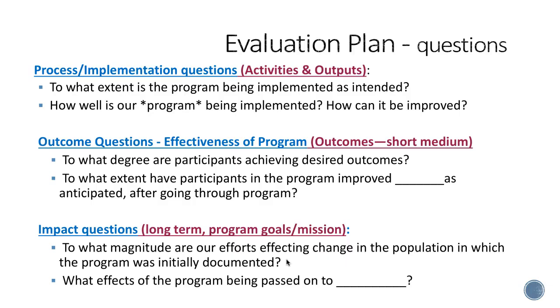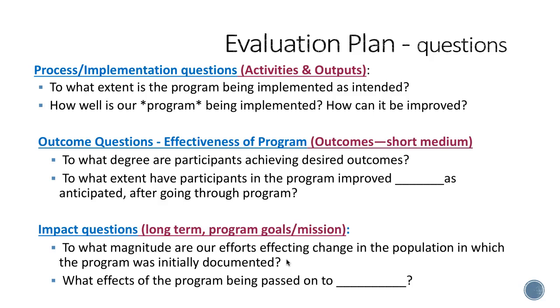The process and implementation questions usually come from your activities and outputs column in your logic model. These answer to what extent the program is being implemented as intended. So how well is our program being implemented? And these also help you answer how it can be improved.